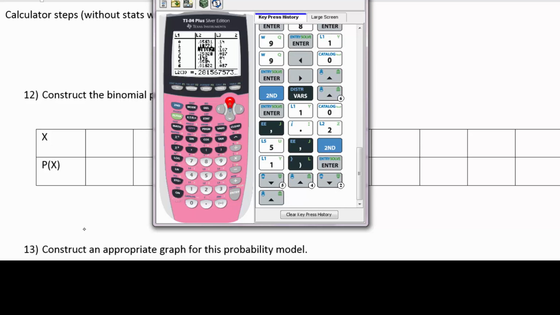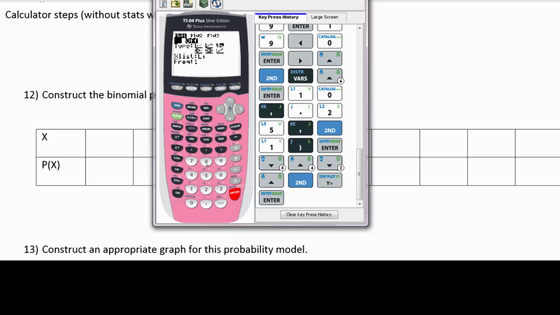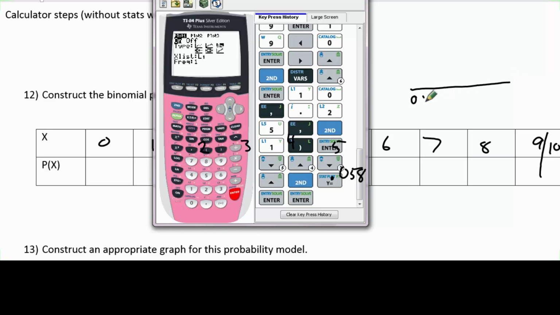So how do we construct an appropriate graph? Well, we can do that on here by turning our plots on and picking a histogram. But when you do this, you need to make sure that when you're plotting it here, it should look something like this. These will be all of our options at the bottom: 0, 1, 2, 3, 4, 5, 6, 7, 8, 9, 10. And then over here is going to be probabilities anywhere between 0 and 1. But all the heights are going to be these heights here.